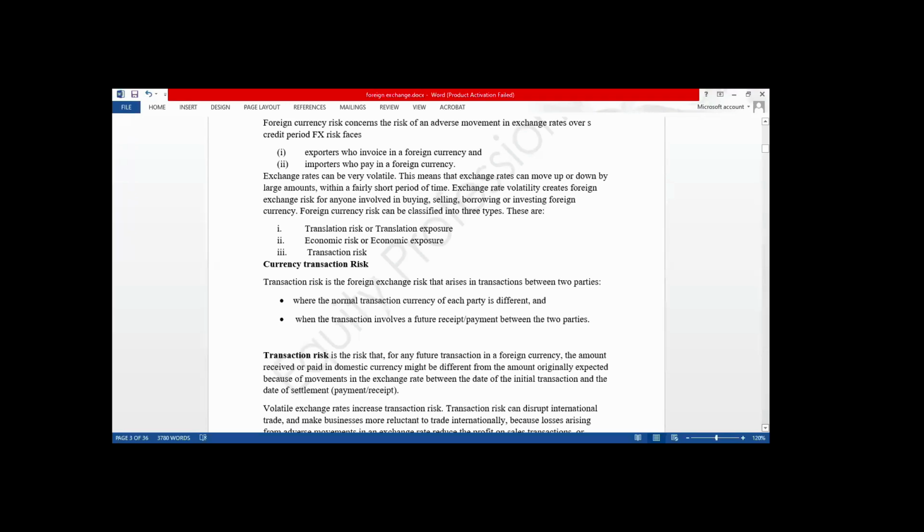If I'm transacting business with somebody in Ghana, my currency is Naira. My business partner in Ghana, his currency will be cedis. And because the transaction also involves future receipts or future payments, transaction risk is the risk resulting from fluctuation in exchange rates as a result of timing difference.